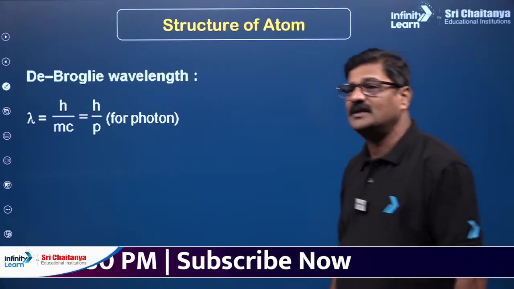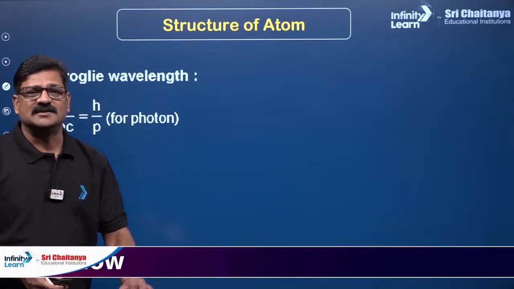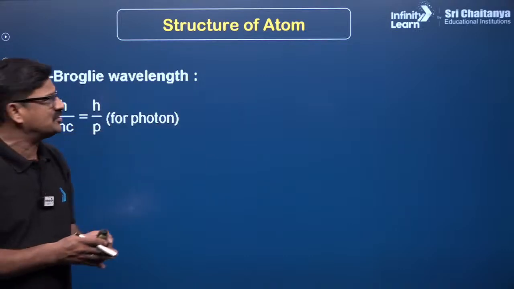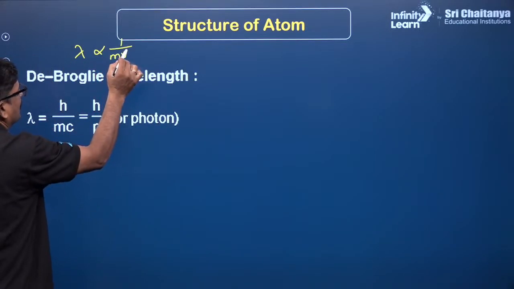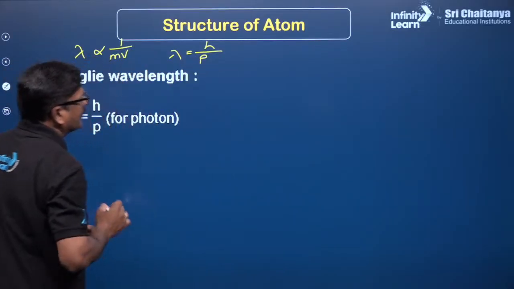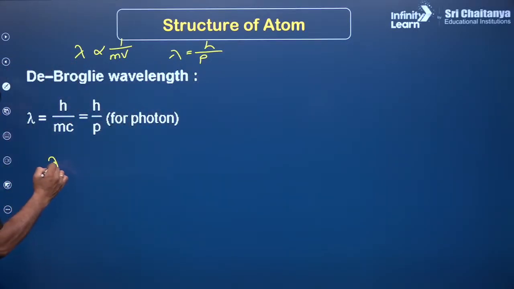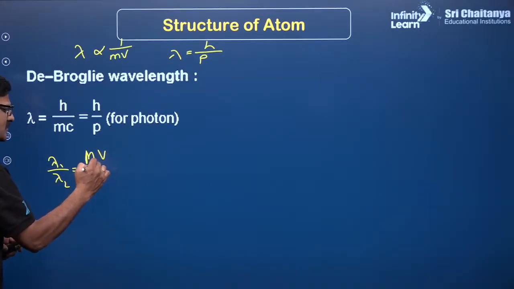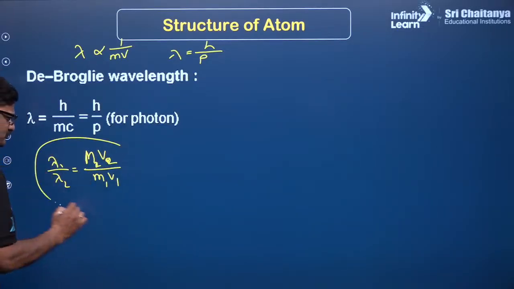And also the de Broglie wavelength when an electron is revolving around the nucleus. Like any particle, matter has a dual property. It has a wave nature as well as a particle nature, and this wave nature is inversely proportional to the momentum, given as lambda is equal to h by p, or h by mv. So lambda is equal to h by mv. You can say lambda 1 by lambda 2 is equal to mass 2 velocity 2 upon mass 1 velocity 1.